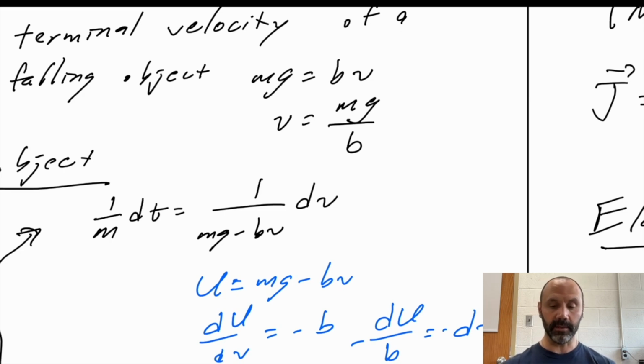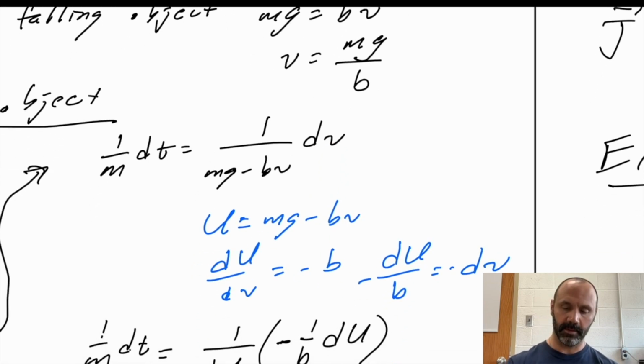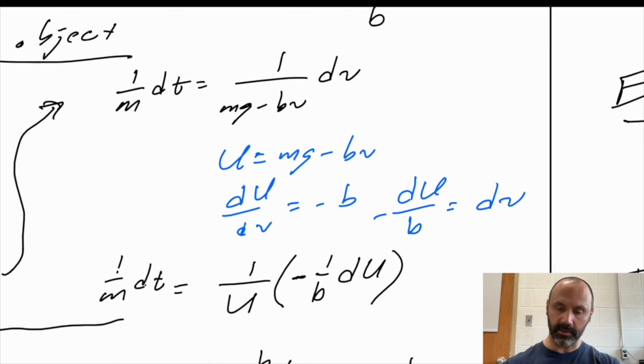So now when I want to integrate this with respect to v, I can't do this right away. I have to use u substitution. And so I set u equal to this thing, mg minus bv. That means du/dv is negative b, right? If I take the derivative of this with respect to v, mg disappears, and then negative b. And so I get that dv is negative du over b. Need to get rid of that extra negative. Okay, so dv is negative du over b. I need that because that's what I'm going to substitute.